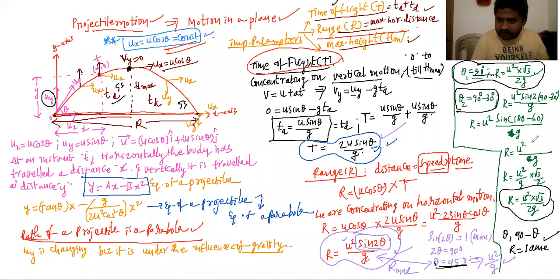Sine 180 minus 60 is sine 60 only. Sine 180 minus 60 is sine 60. Sine 60 is again root 3 by 2 into u square. See here, for 30 degrees we got u square into root 3 by 2g, and for 30 degrees you got this value, so for 90 minus 30 degrees, that means 60 degrees, you also get the same value, u square root 3 by 2g.